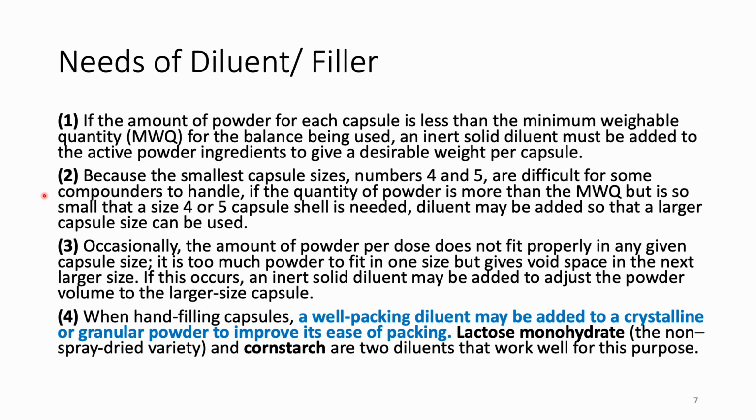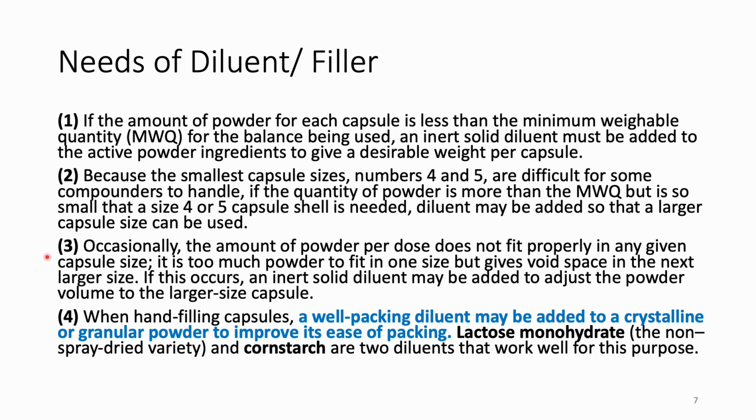Because the smaller capsule sizes, numbers 4 and 5, are difficult for some compounders to handle, if the quantity of powder is more than the minimum weighable quantity, but is so small that a size 4 or 5 capsule shell is needed, diluent may be added so that a larger capsule size can be used. That means if you need to compound capsules, sizes larger than 4 or 5 are more recommended because 4 or 5 is very small, and may be difficult, especially for manual punching. So in this case, if you want to increase the size of the capsule, you can increase the amount of diluent.